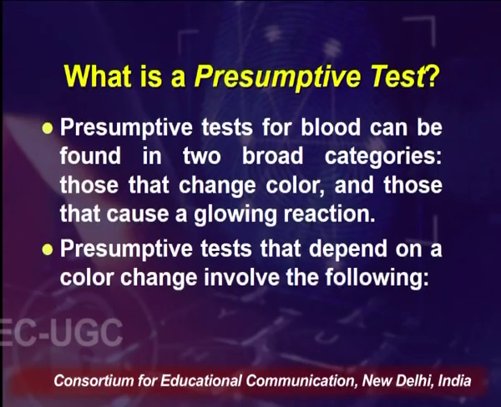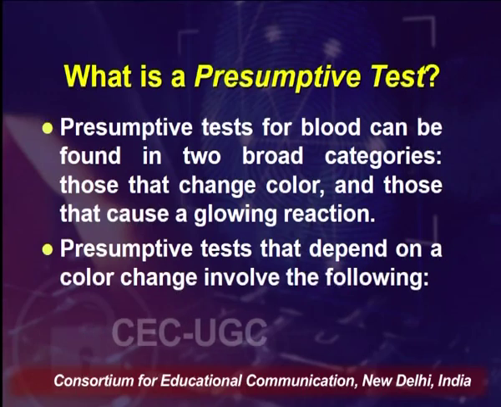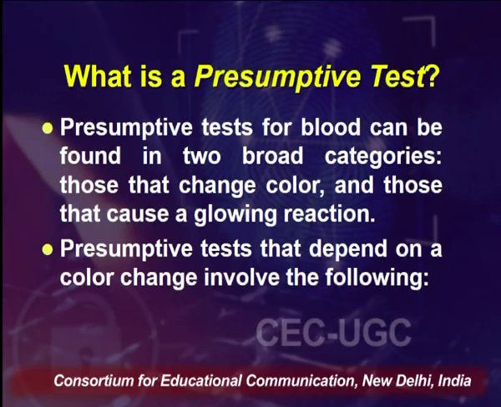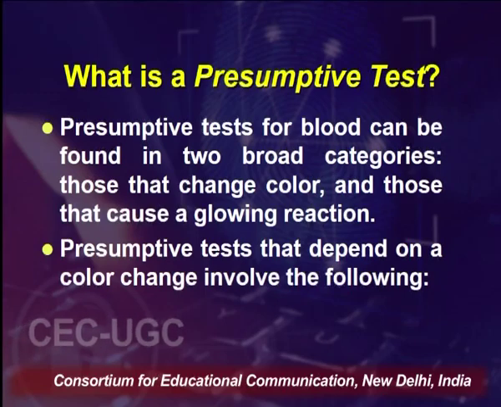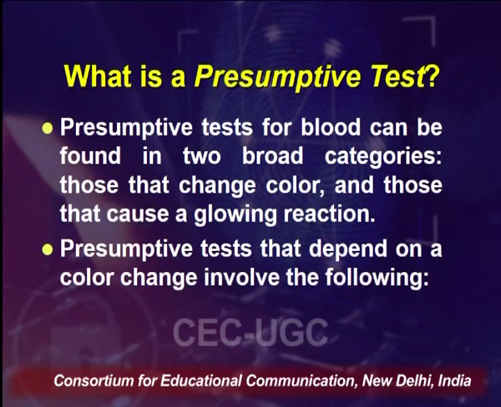So, what are presumptive tests? Presumptive tests for blood can be found in two broad categories, one that changes color and the other that gives a glowing reaction. Depending upon a color change, it involves various tests, for example, the phenolphthalein test, benzidine test, and Kastle-Meyer test.